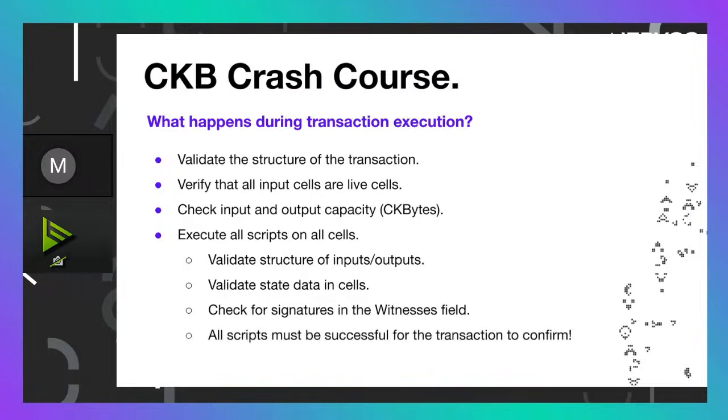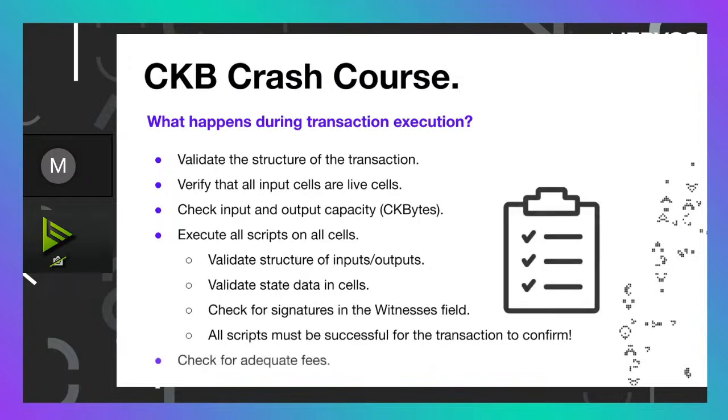And then all scripts must be successful for the transaction to confirm. And this is kind of an important one, because this is what we had mentioned before about failed transactions in Ethereum still charging a fee. That's not the case on Nervos. Every script must be successful. If let's say there's 100 different scripts in a transaction, if even one of them fails, the entire transaction fails. So it's really the responsibility of the developer to make sure that the transactions they're submitting are all valid.